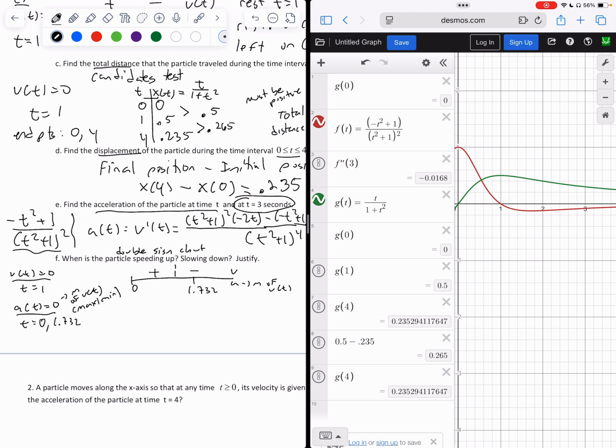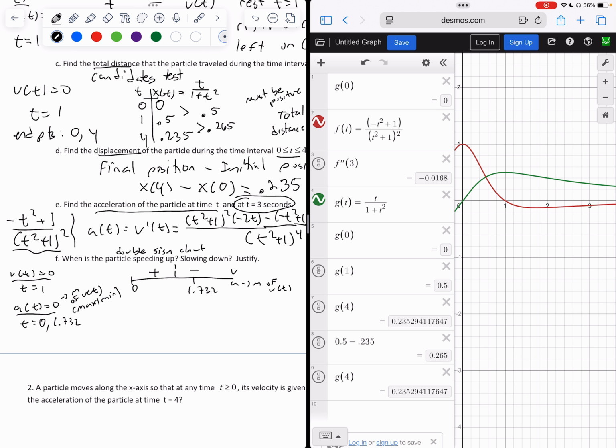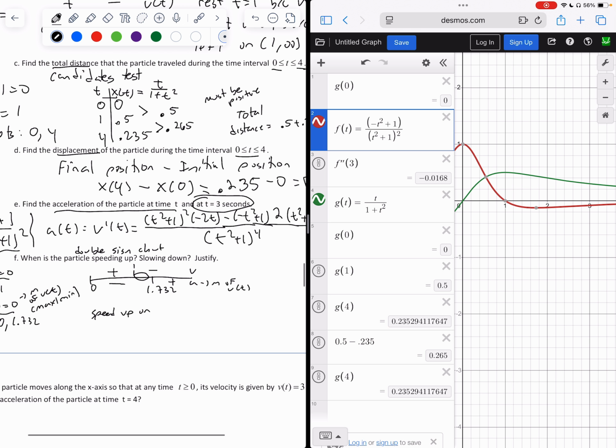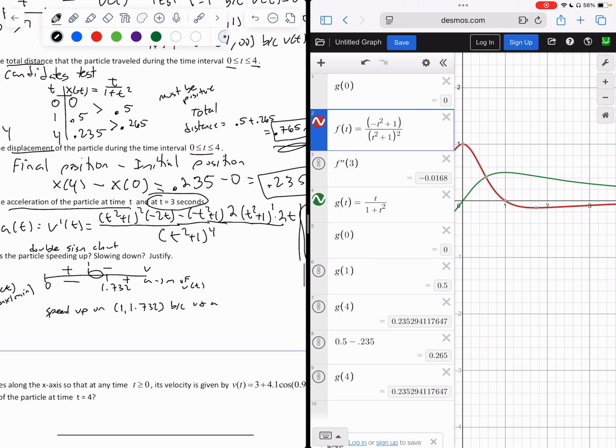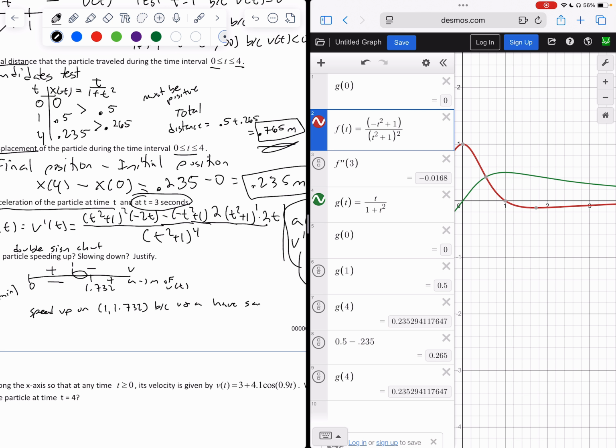Now remember, this is the slope of velocity. If we're before this point over here, notice the slope is negative. And afterwards, it's going up really slowly, so it's a positive slope. If I want to find out where we speed up, we're looking for where the signs are the same, and that occurs between 1 and 1.732, because velocity and acceleration have the same signs, or they go in the same direction.